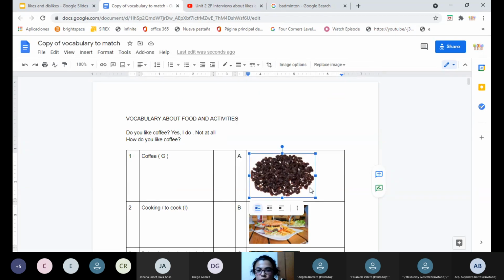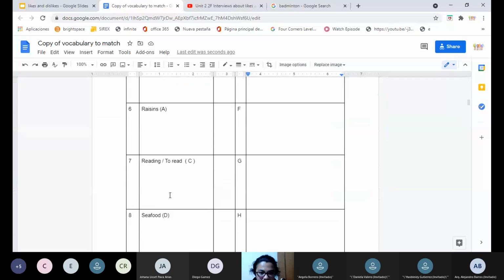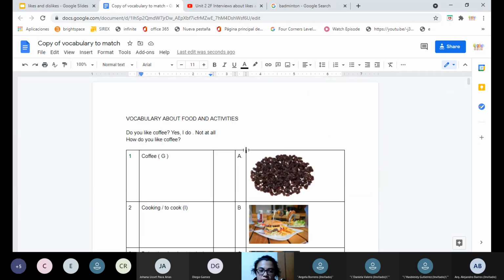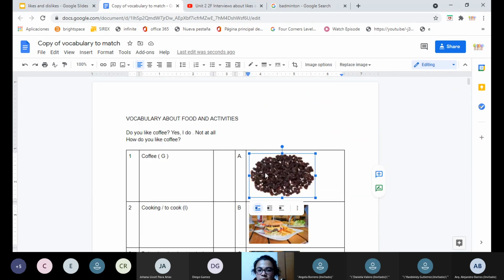I don't know if you identify what it is in the picture. Can anybody tell me what's in the picture? Raisins. Raisins, okay? So the word here, guys, that we're using is raisins. These are raisins, okay? So if I need to ask someone about his preference on this thing, what would be the question here? What can be the question, guys, to talk about these ones?